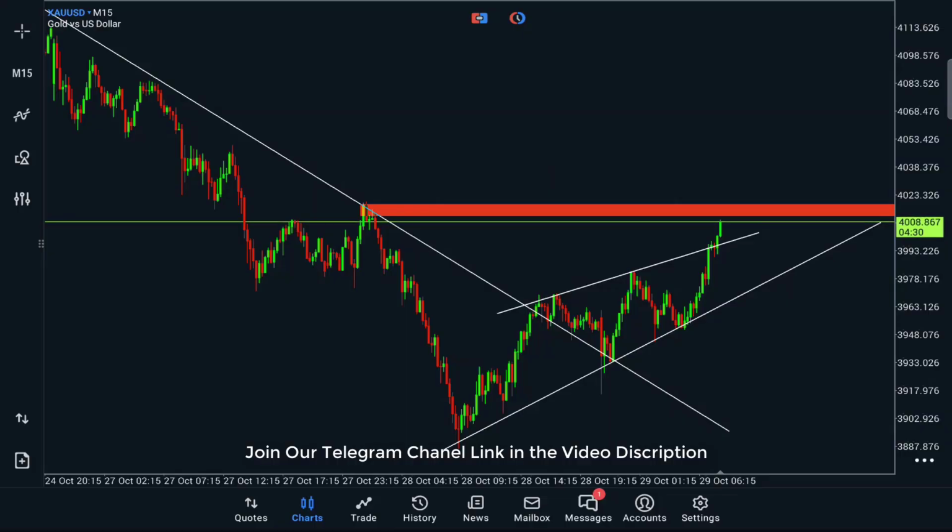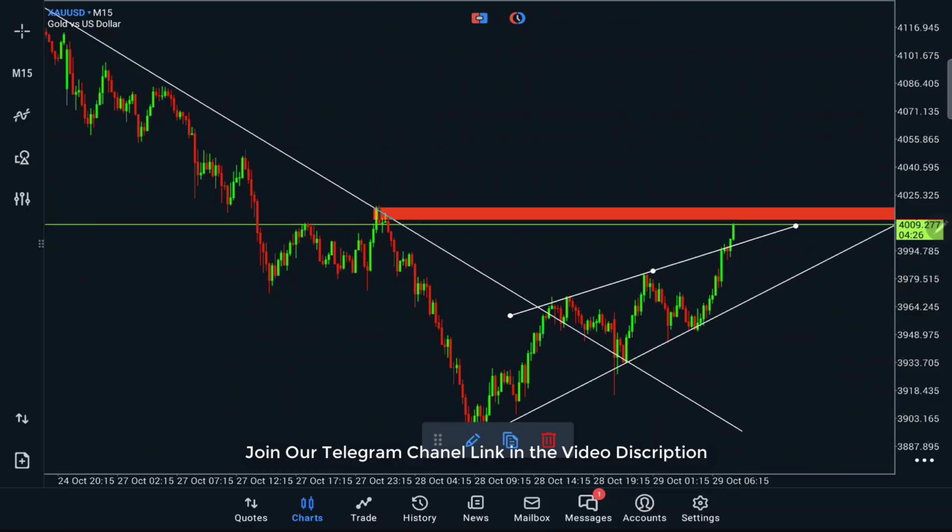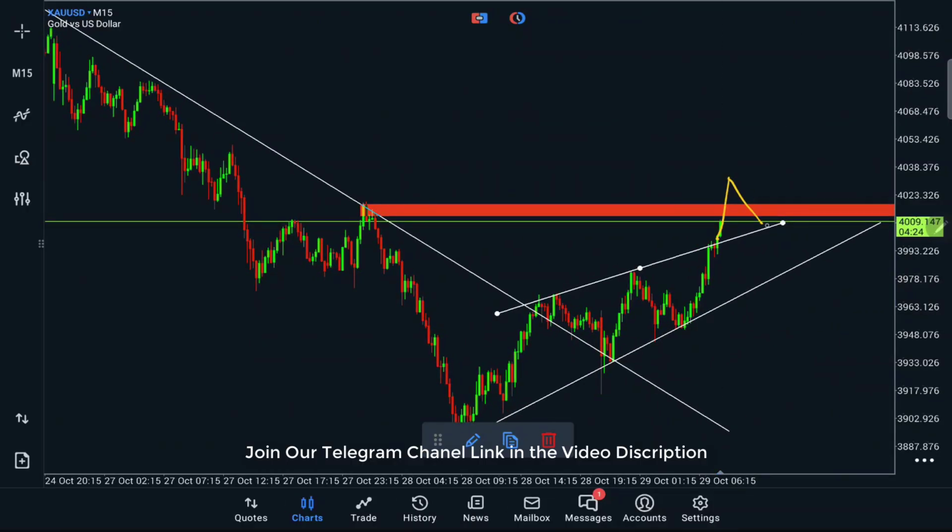So for now you may wait for the breakout, then wait for the pullback till this particular area, then we can take a buy entry. Or otherwise, if it gives us a sell confirmation like that, if it moves bearish, then we will wait for the pullback again and we can take a sell entry.